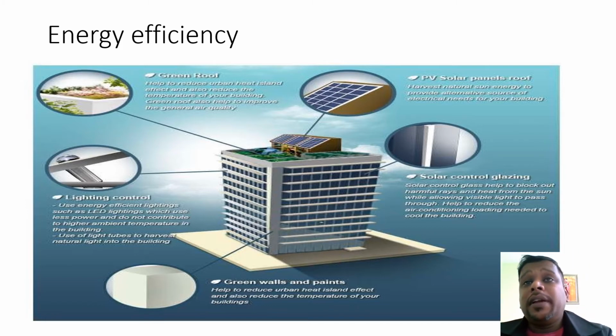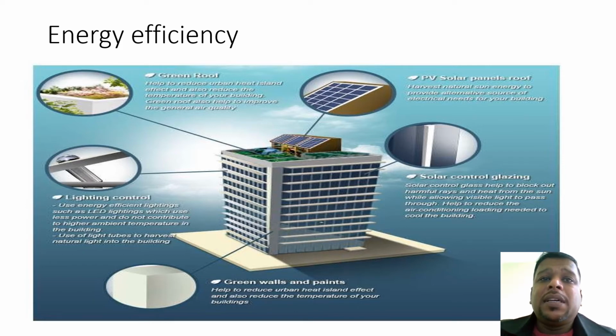based on how many megawatts they generate. So the third is the solar controlling glazing. The solar control glazing helps to block out harmful rays and heating from the sun while allowing the visible light to pass through, and helps to reduce the air conditioning load needed to cool the building.